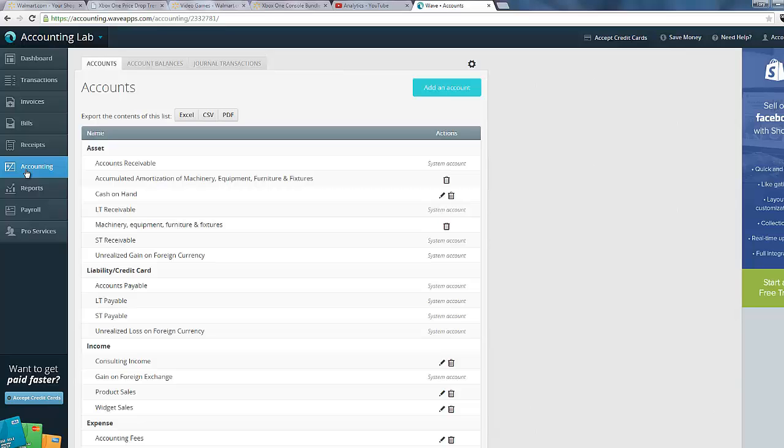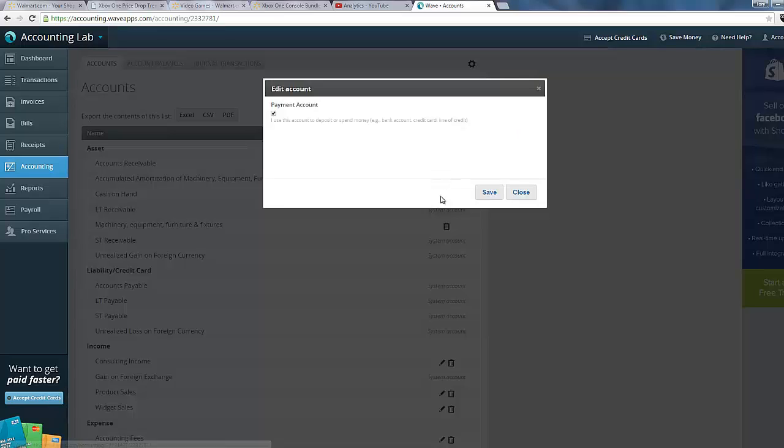There are only certain accounts that we can make payment accounts in Wave. They need to be a balance sheet account, so they need to be in the asset, liability, or equity categories, and they must be editable, shown by this pencil icon. So, for example, cash on hand is an example of a balance sheet account that I can make a payment account. To do that, all I need to do is check this box that says payment account. I use this account to deposit or spend money.